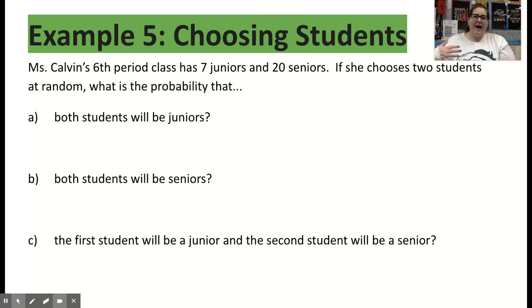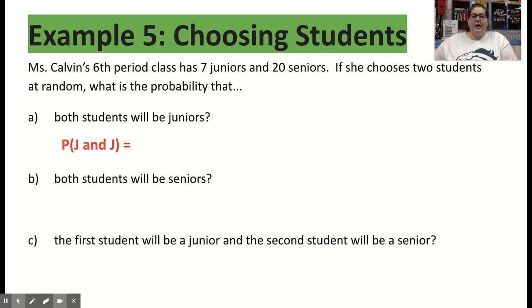So because of that, there's going to be a little bit of a change or a dependency between the probability on the first and the probability on the second pick of a student because we have less people in the class and less of that particular grade level. So if I wanted to know what's the probability that both students will be juniors. So I want a junior and another junior. So we think back to last class, that and probability, we multiply, right?